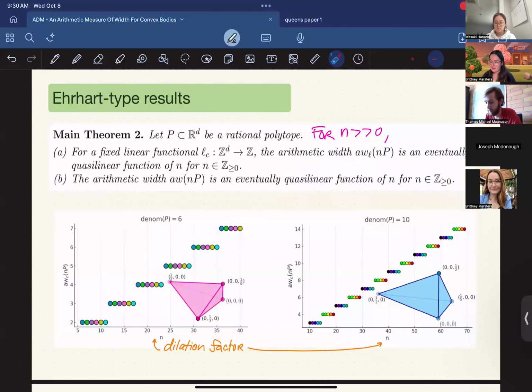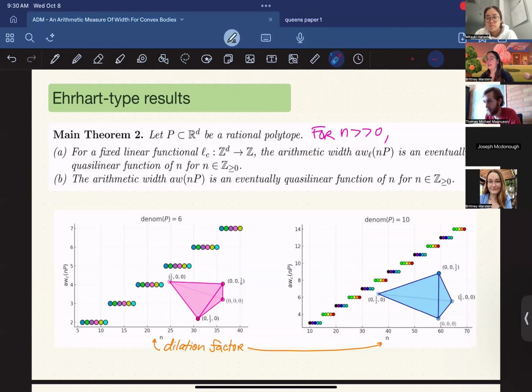With that, I can talk to you about our Ehrhart type results in this setting. What we want to do is look at the arithmetic width as we dilate a rational polytope. What we get are the following two results. The first says that if I fix an integer linear functional, the arithmetic width is eventually quasi-linear in the dilation factor with period dividing the denominator of the polytope. If you've ever thought about Ehrhart theory before, that doesn't feel so surprising.